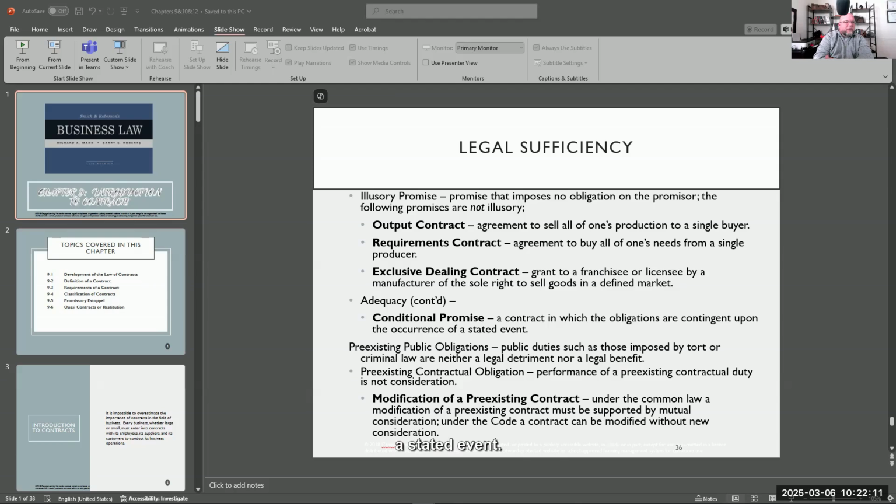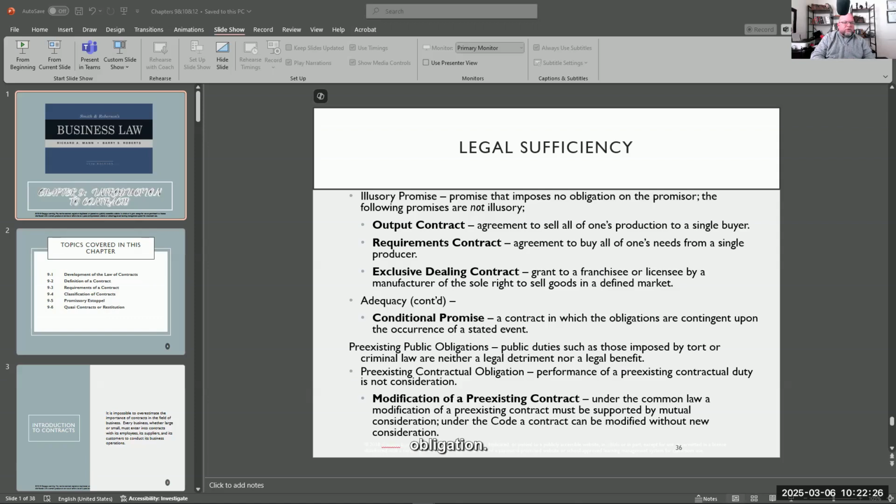A conditional promise, as far as adequacy goes, is a contract in which the obligations are contingent upon the occurrence of a stated event. All right, that's a conditional promise. Pre-existing public obligations are public duties, such as those imposed by tort or by criminal law, and are neither a legal detriment nor a legal benefit.